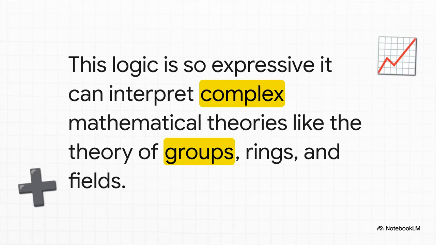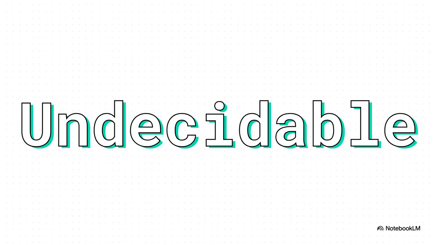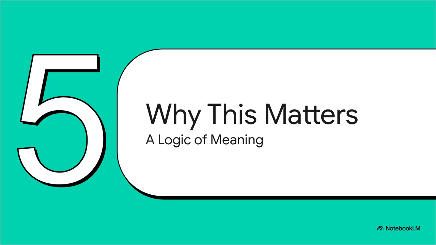I mean, the power here is so huge that you can use it to map out entire branches of super abstract math. You can take these deep, fundamental structures from fields like group theory and translate them directly into this logic of meaning. It's wild. Actually, get this. This logic is so powerful that some versions of it are what's called undecidable. Now, that might sound like a bad thing, right? But in logic, it's actually the opposite. It's a sign of incredible strength. It means the system is complex enough to ask questions that are just too big for any simple computer program to ever solve.